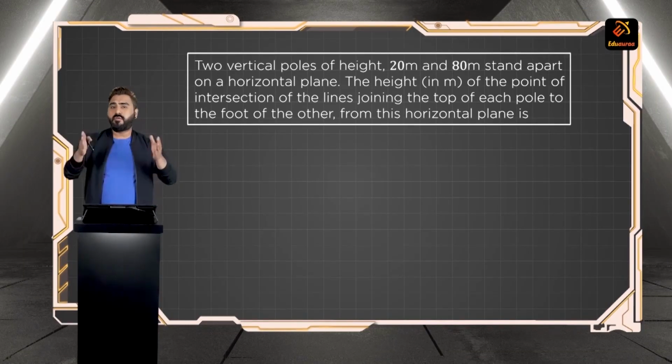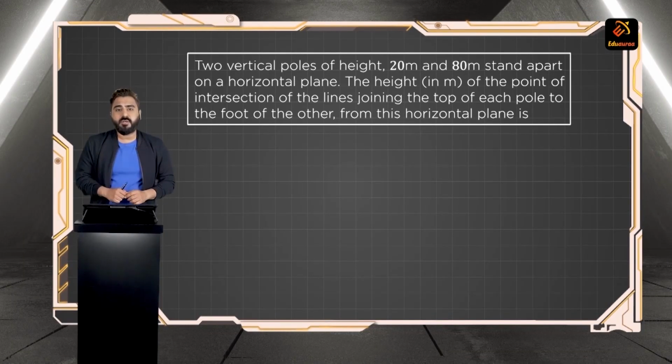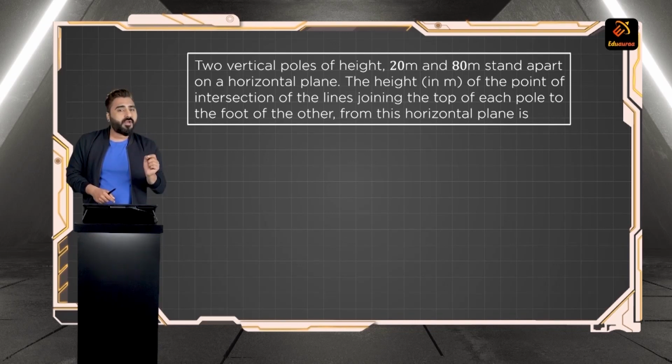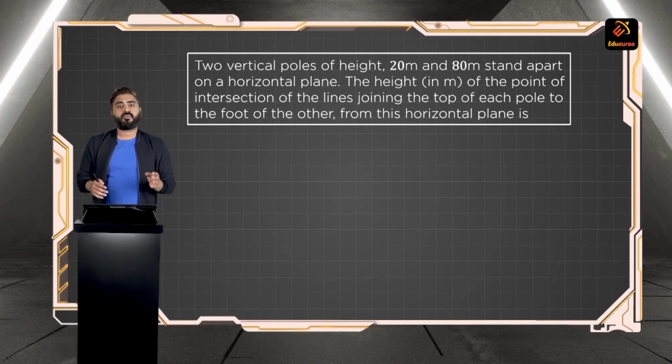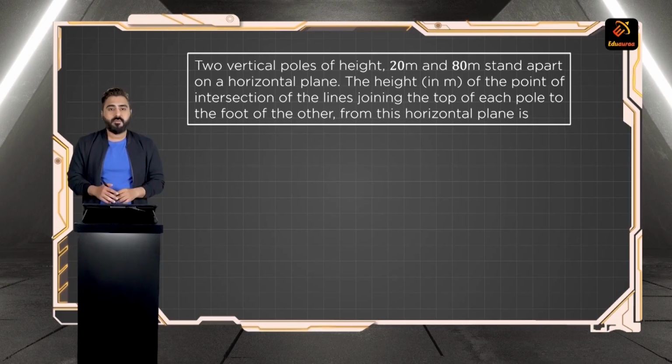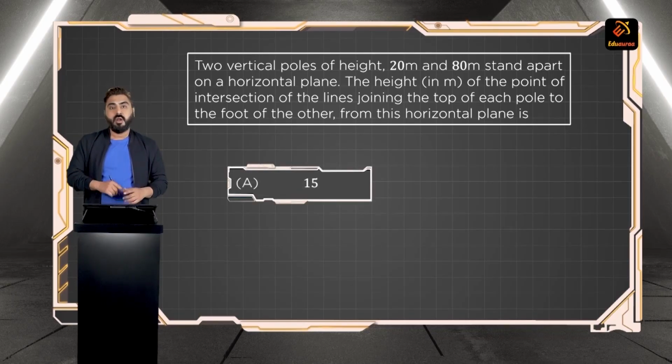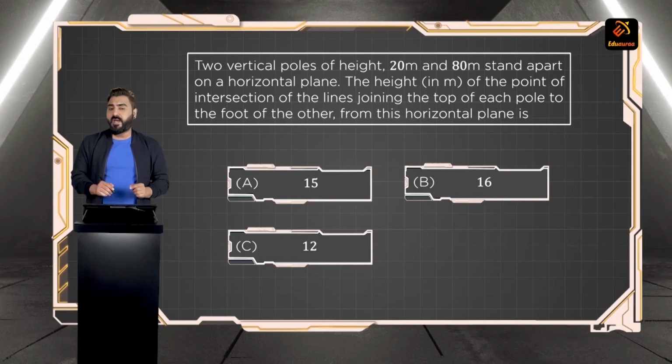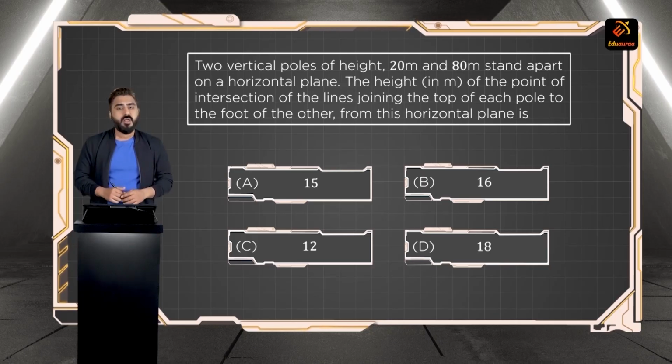Two vertical poles of heights 20 meter and 80 meter stand apart on a horizontal plane. The height in meters of the point of intersection of lines joining the top of each pole to the foot of the other, from this horizontal plane, is: option A 15, option B 16, option C 12 and option D 18. Now students, again a JEE Mains 2019 MCQ, and how do we start?